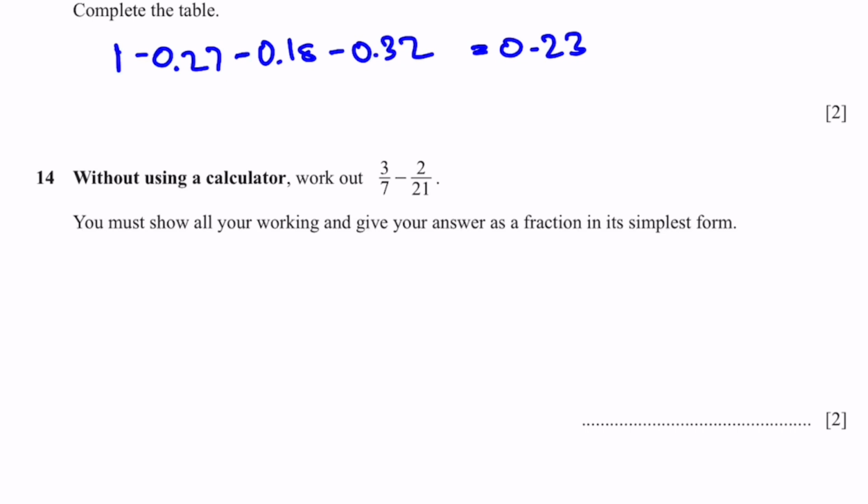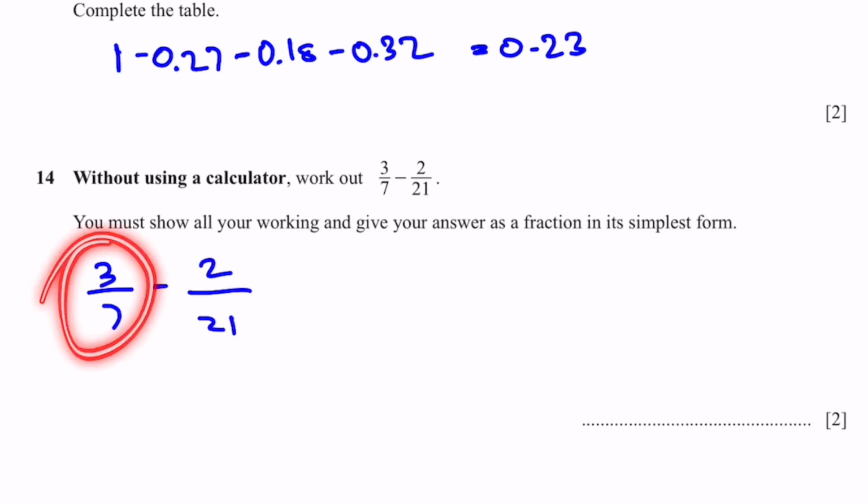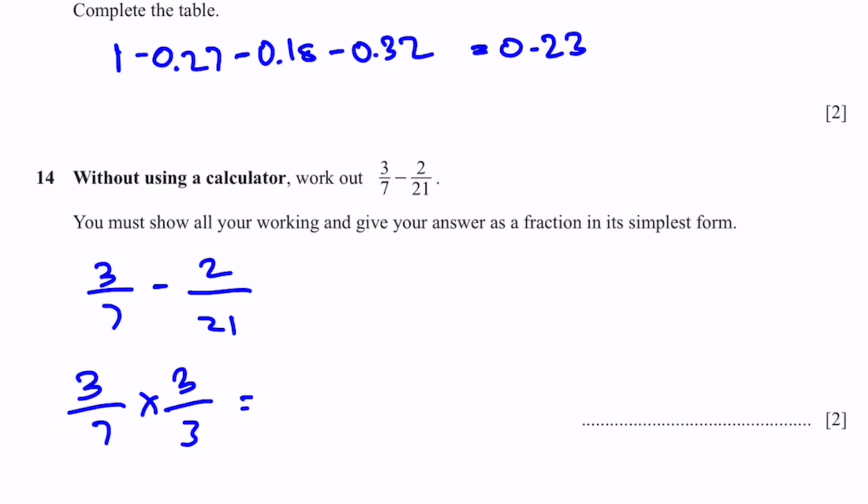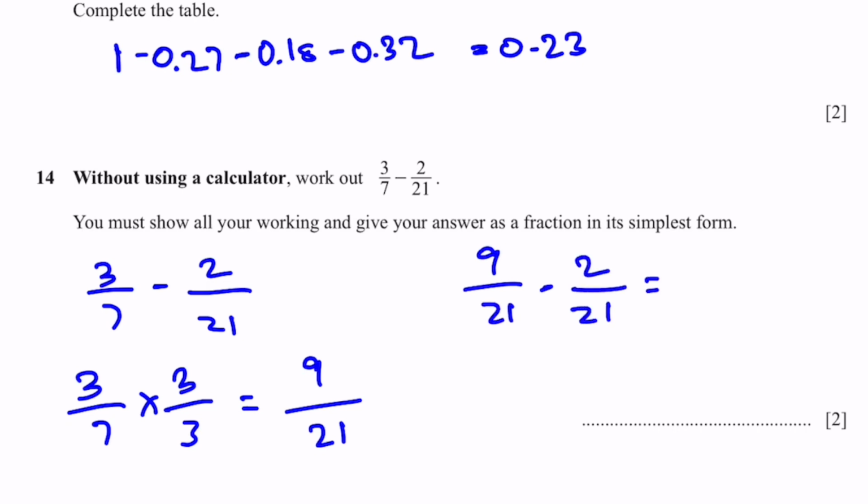Question 14. Without using a calculator, work out 3 by 7 minus 2 by 21. You must show all your working and give your answer as a fraction in simplest form. So 3 by 7 minus 2 by 21. 3 by 7, when we make the denominator same, we have to get something by 21. So we multiply both sides by 3 to get denominator 21. That's 9 by 21. And then 9 by 21 minus 2 by 21 is equal to 7 by 21, which can be simplified to 1 by 3. That's the answer.